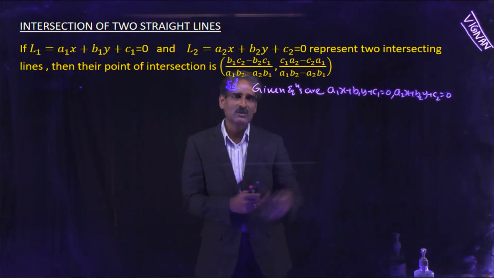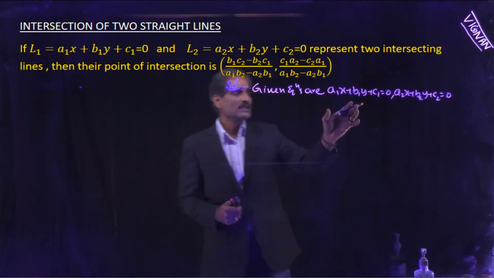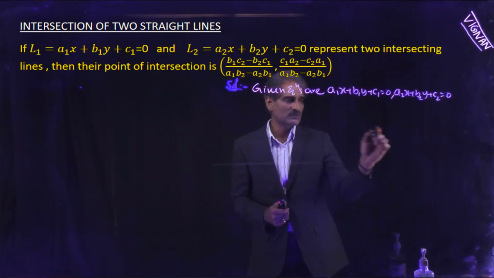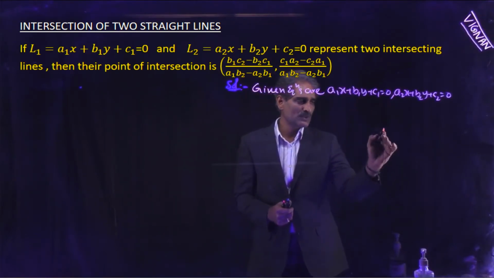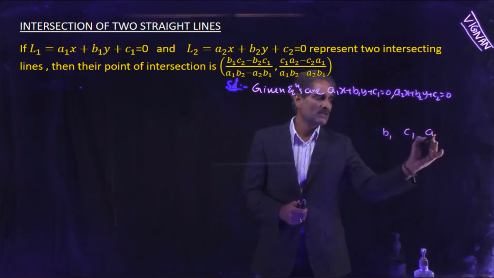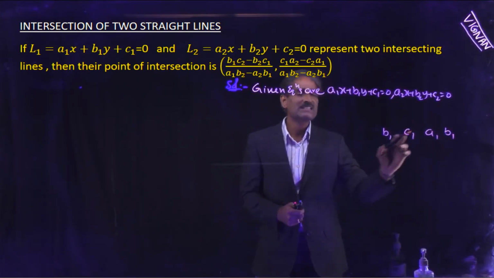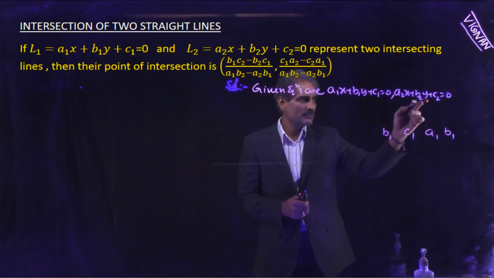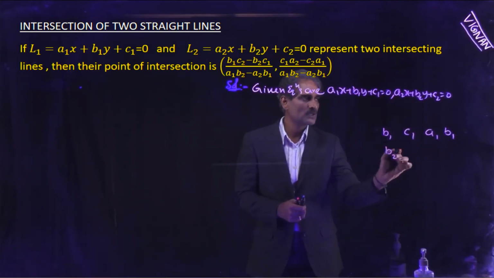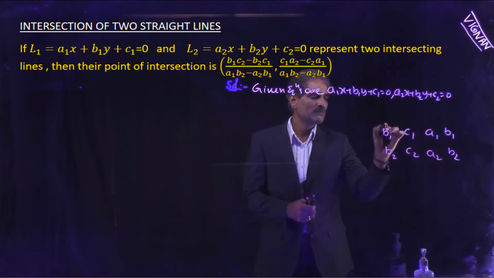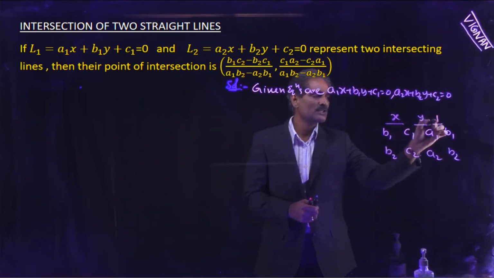So how can you solve with this method? First write down the coefficients. Start with the y coefficient of the first equation: write down B1, the constant C1, the x coefficient A1, and then B1 again. This is called the YCX method in general words. Similarly, take the y coefficient of the second equation: B2, C2, A2, B2. In between these two write x, y and the constant 1.